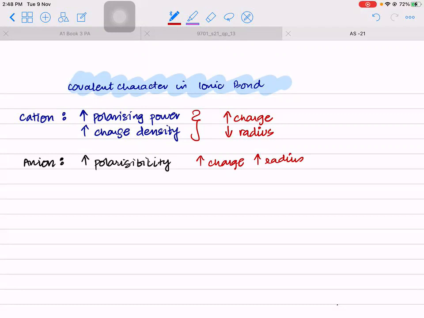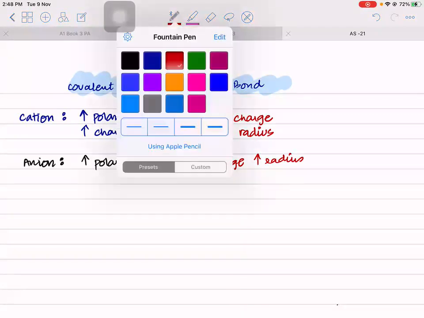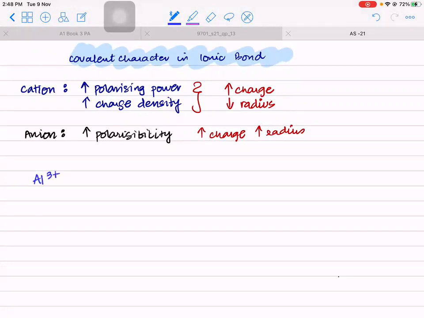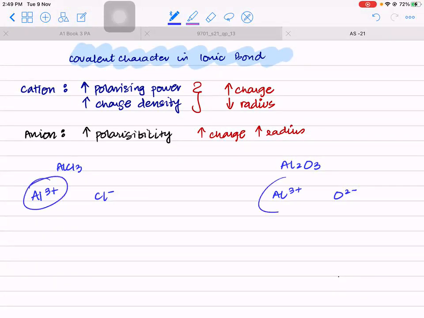Clear? Now let's see an example of AlCl3. So you know Al3+ and Cl-. This gives you AlCl3. And let's see the example of Al2O3, which is aluminum oxide. Here you have Al3+ and O2-. Now you see, here the cations are the same. For both of these, the cations are aluminum ions. So the cation is the same. So can I say the polarizing power for both is the same?